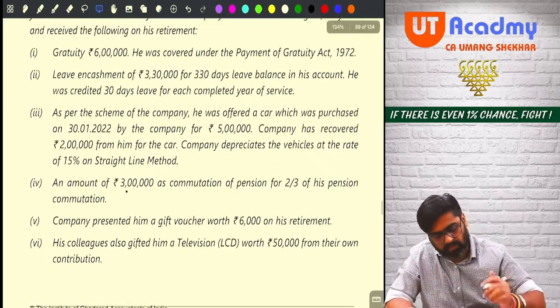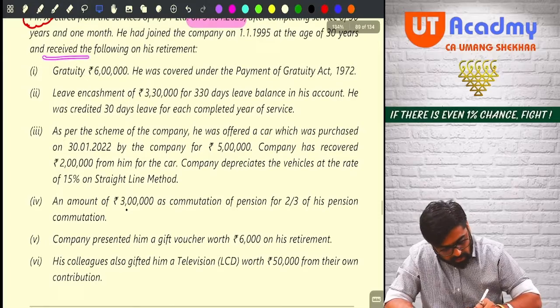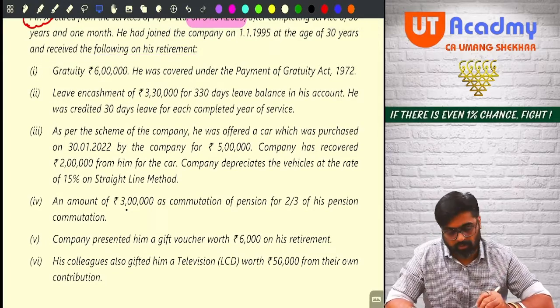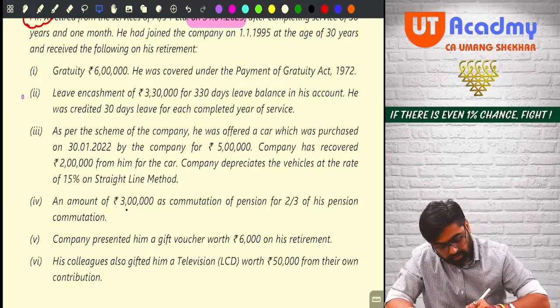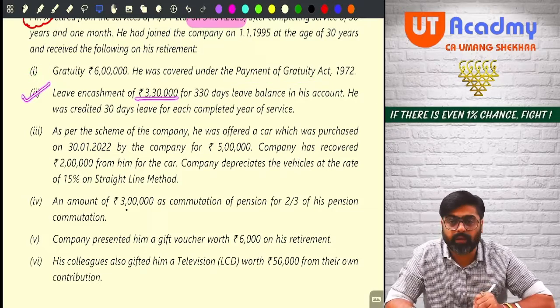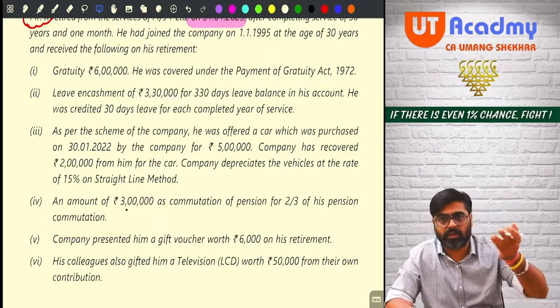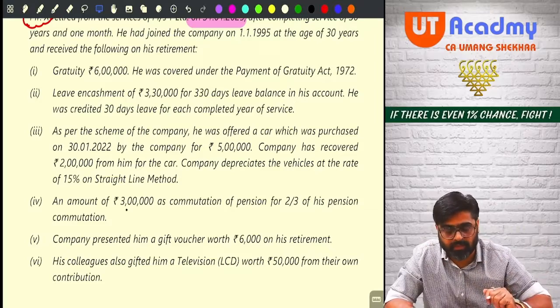Okay. Next one, received the following on his retirement. So gratuity he is receiving, and it is covered by POGA also. He is receiving leave encashment of 3,30,000. So this leave encashment is also received on his retirement.